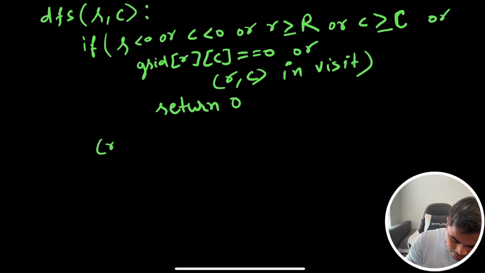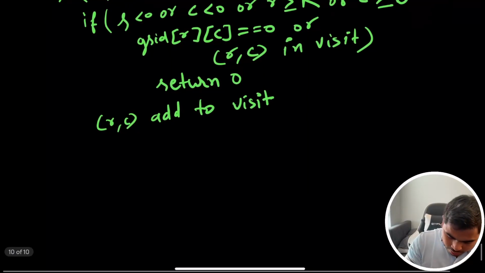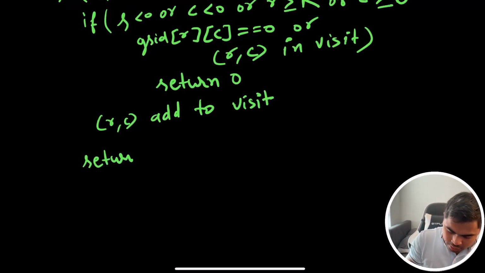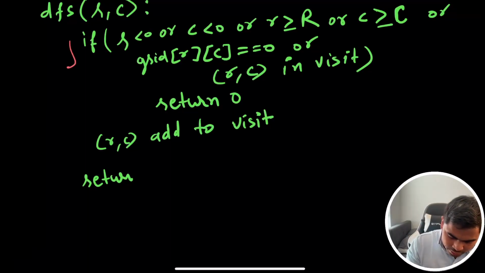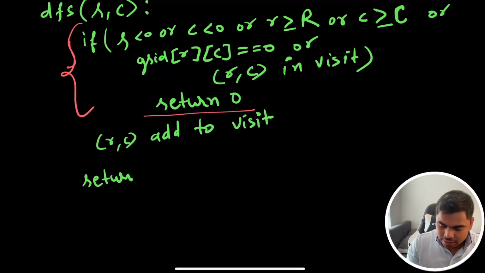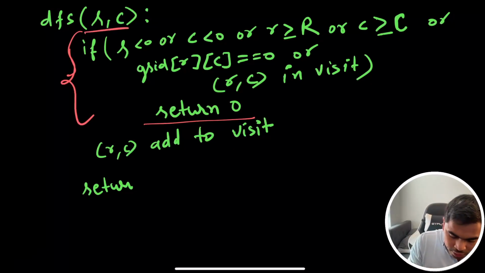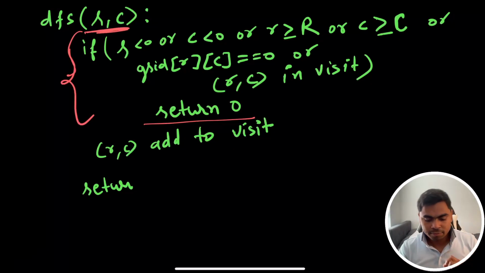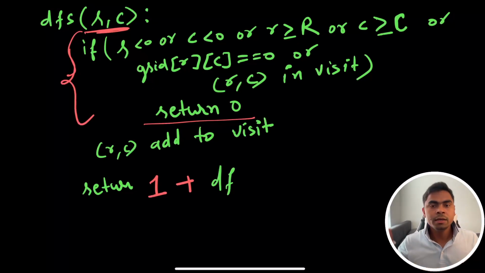Else I will add this R and C to visit, then return. Because if none of these scenarios that we were covering has happened, that means now I'm seeing a 1 at this particular cell that I'm currently visiting using my DFS. That means I want to add 1 to my answer, 1 plus, what else do I want to return? DFS on all the neighboring cells.